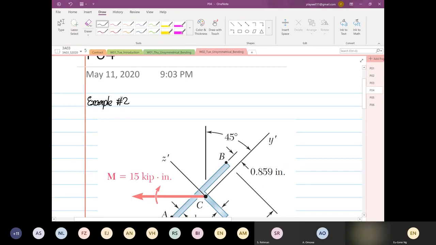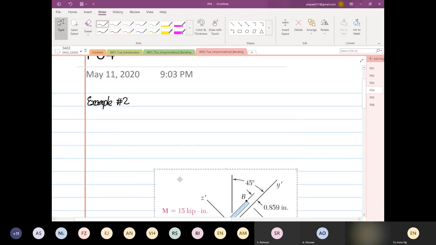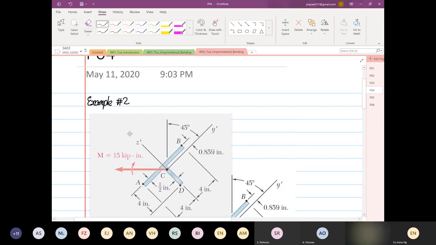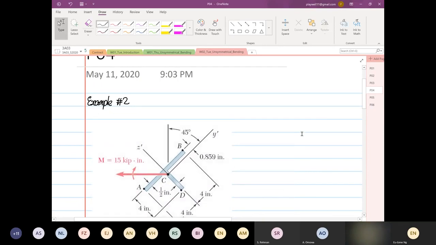So the first thing, I'll do the first part, I will continue again. So we're going to do example number 2, where we're going to find the orientation of the neutral axis.